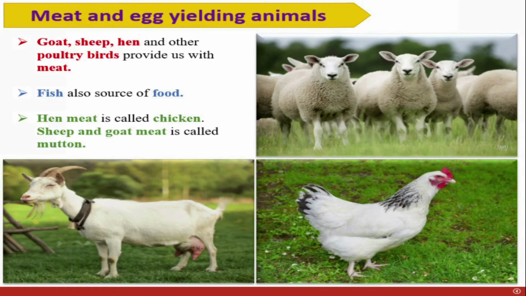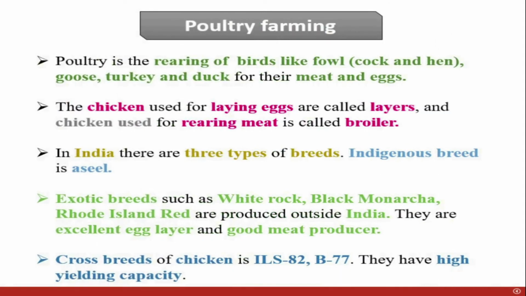Next, poultry farming. Poultry is the rearing of birds like fowl. It's nothing but cock and hen, goose, turkey, and duck for their meat and eggs. So usually we are collecting eggs and meat from them, for our basic purposes.